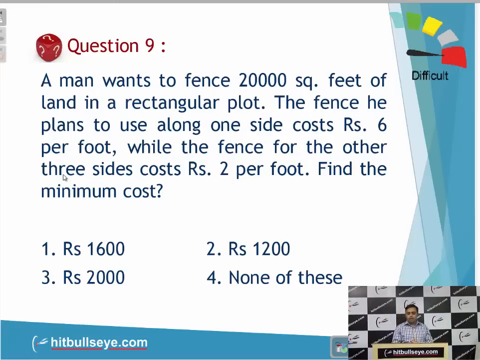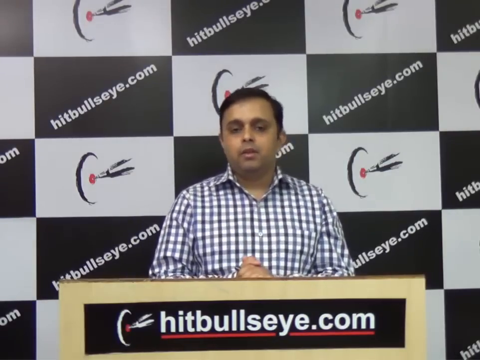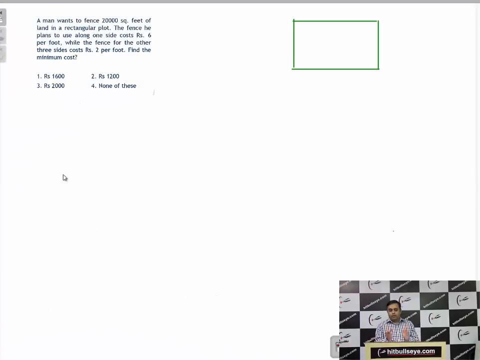Now the question says that a man wants to fence 20,000 square feet of land in a rectangular plot. The fence he plans to use along one side costs rupees 6 per foot, while the fence for the other three sides costs rupees 2 per foot, and we have to find the minimum cost. Although this question can be solved by making the cost function and finding its derivative, here we will solve this question by simply applying the inequality arithmetic mean greater than or equal to geometric mean.